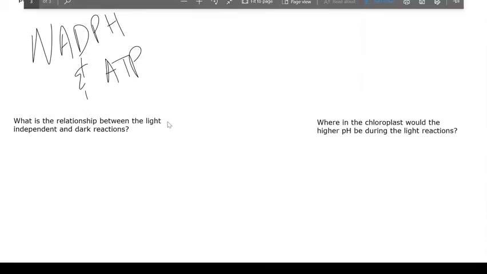What is the relationship between light-independent and dark reactions? Well, they're both the same. Light-independent reactions and dark reactions are both the same. It's just another term for the other. They're just synonyms.